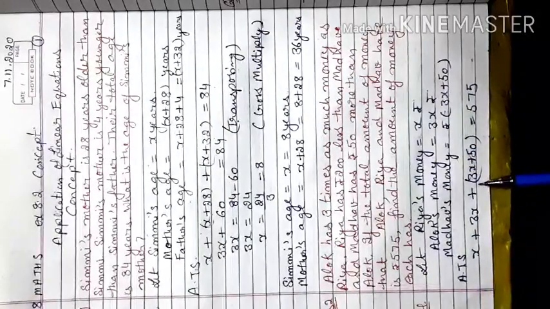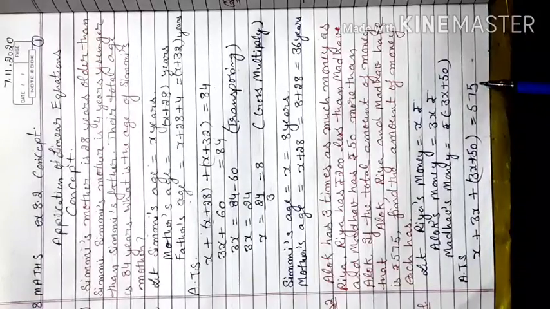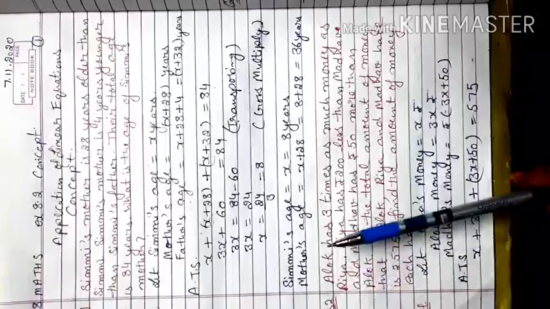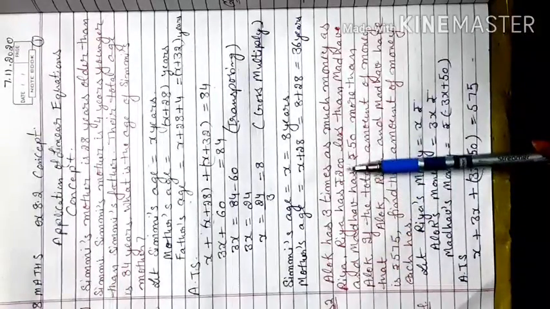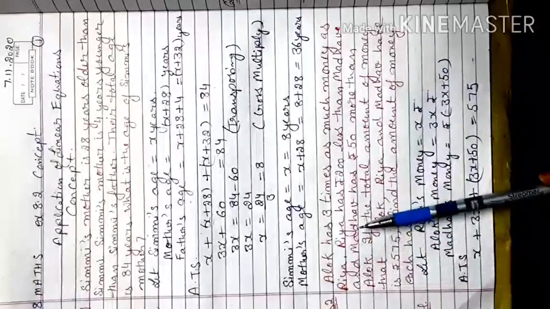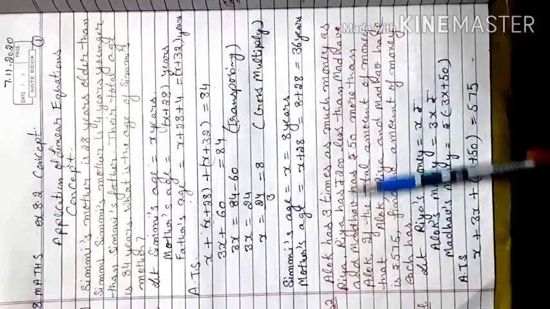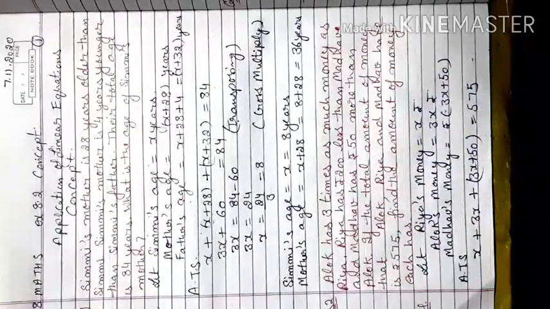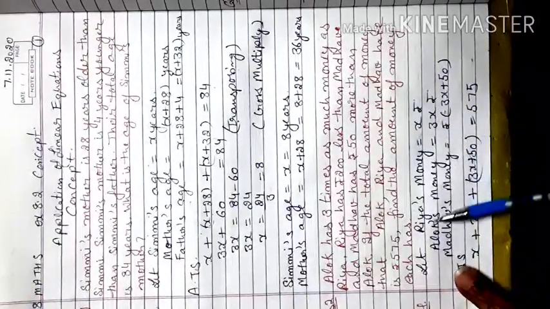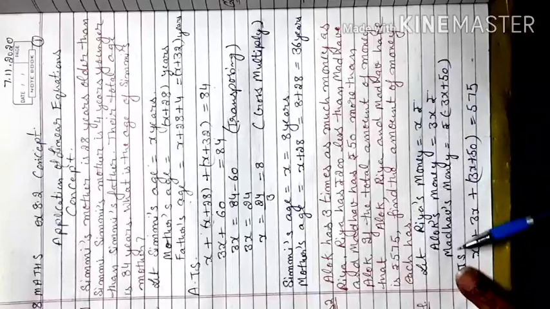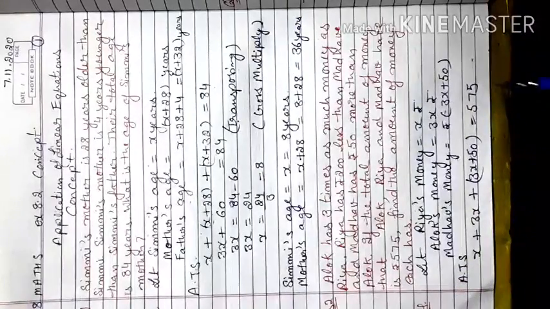x plus 3x plus 3x plus 50 is equal to 575. So no need to use the other one, because either we can use that Ria has 200 less than Madhav, or this statement. Any one of these two statements you have to use, so we can do it the easiest way. Ria's money is x, Alok's money is 3x, and Madhav's money is 3x plus 50. When you add all the money, that gives you 575.